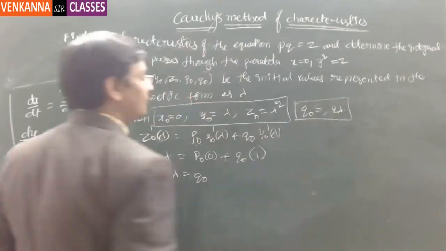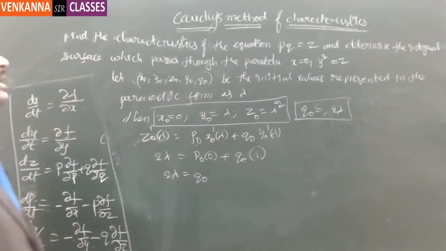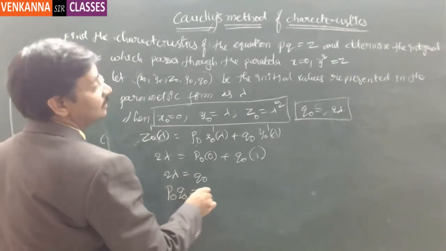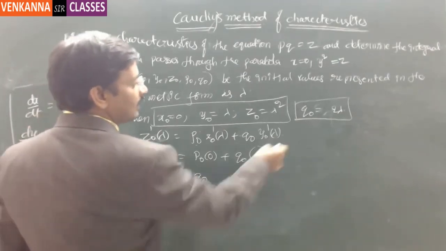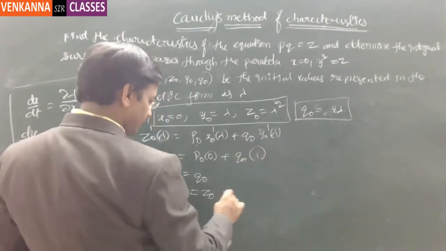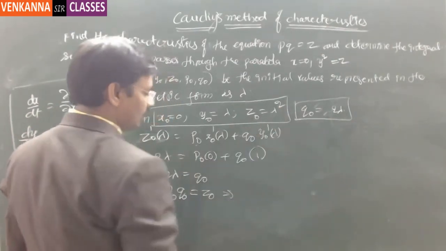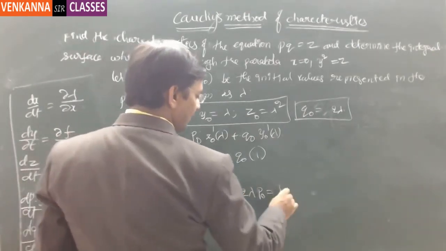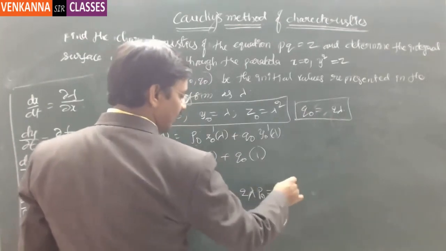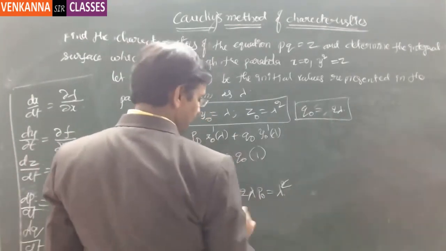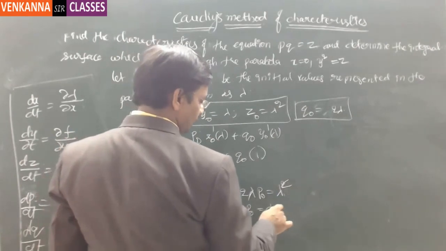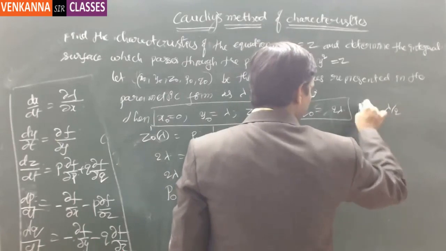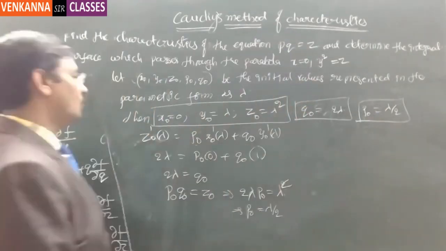And the next value left over for us is P naught. For that, what you can solve is P naught into Q naught is equal to Z naught. So Z naught value we have got as lambda square, and Q naught value we have got 2 lambda. So 2 lambda into P naught is equal to lambda square. So this lambda will cancel out and then P naught is equal to lambda by 2. So this is the P naught value, which is equal to lambda by 2. I hope you understood this one.